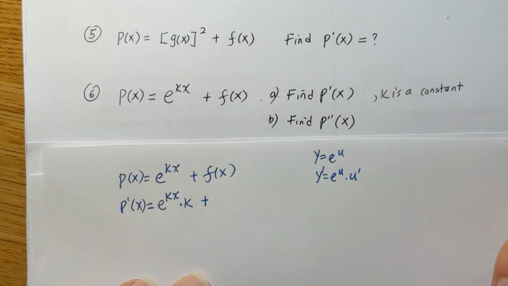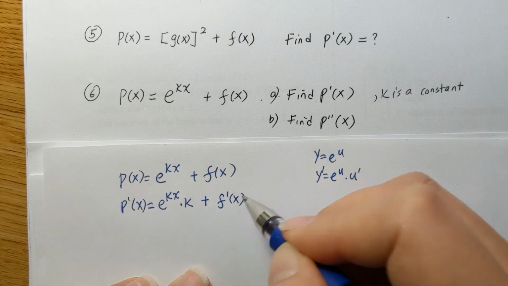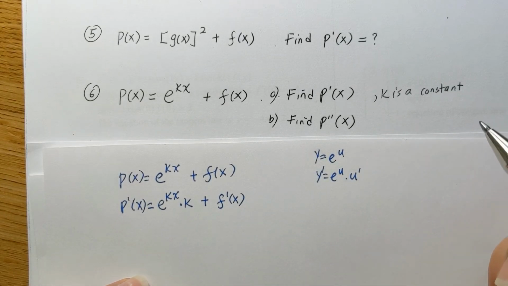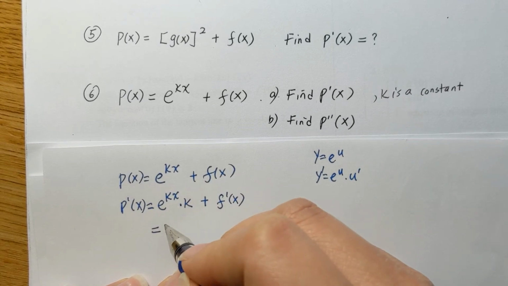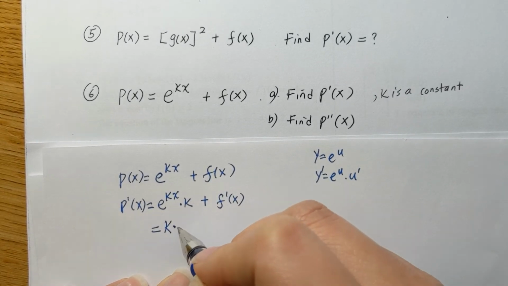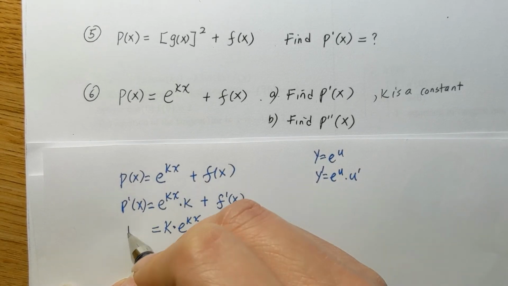And then plus, what's the derivative of f of x? Which will be f prime of x. And then we finish this. Of course, you can rewrite the order if you want to. So k times e to the kx plus f prime of x.